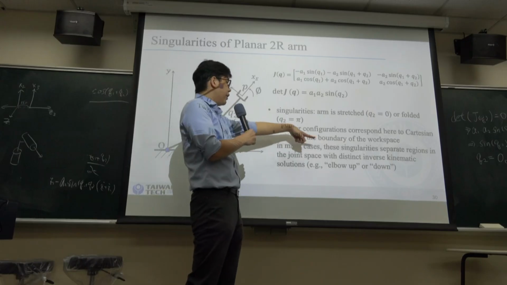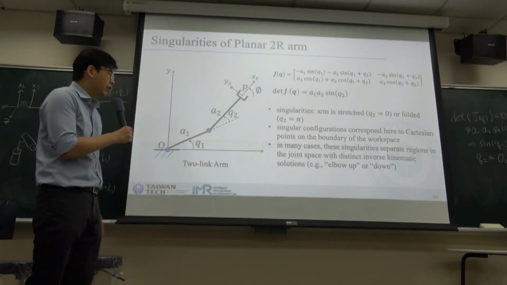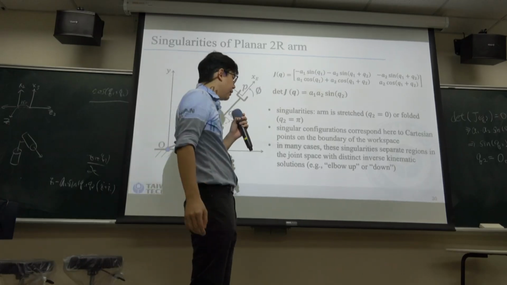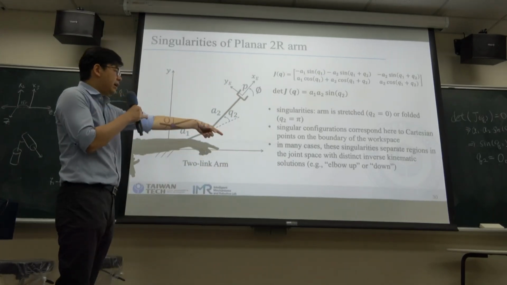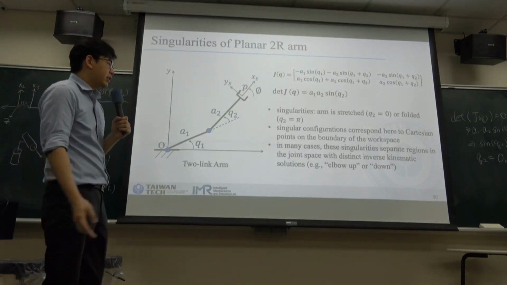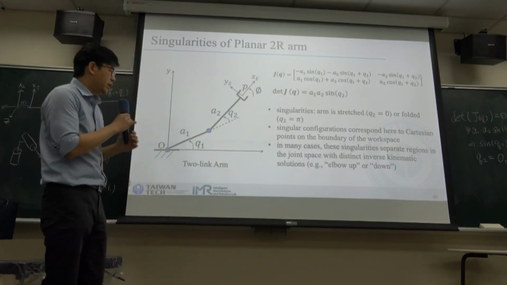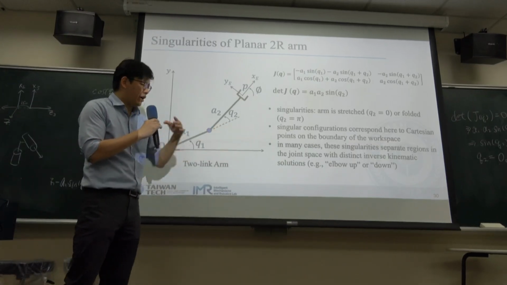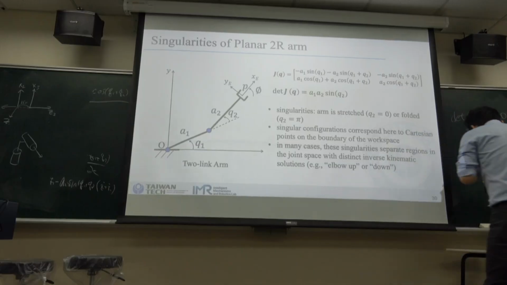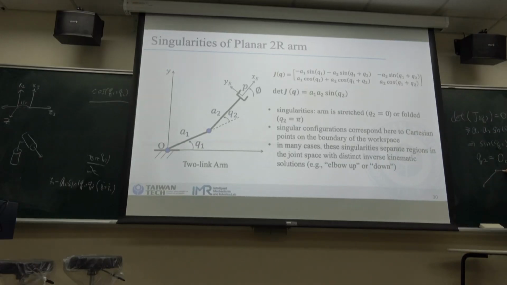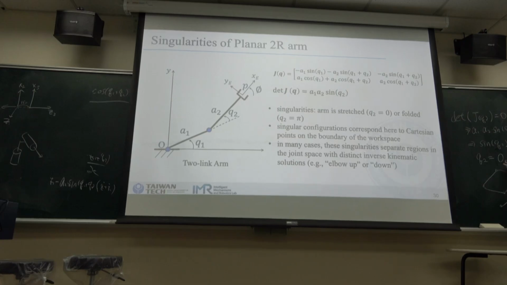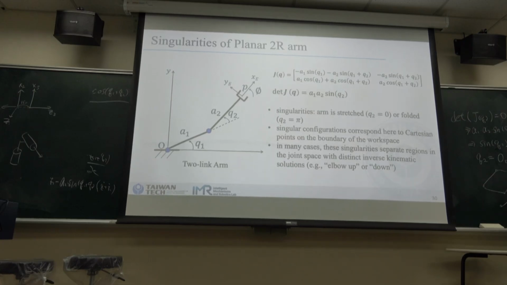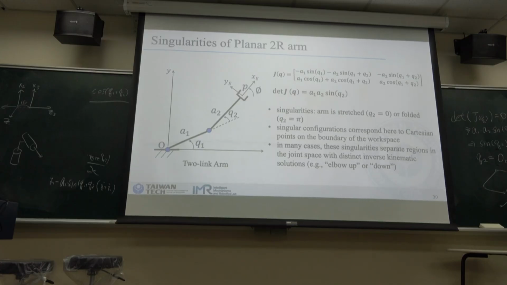Also, the singular configuration corresponds to a Cartesian point on the boundary of the workspace. And in many cases, these singularities separate the regions in the joint space with distinct inverse kinematics. It's like elbow up or elbow down. Between elbow up and elbow down, the middle will be going straight. So it separates the two different solutions for your inverse kinematics. For elbow down and elbow up, in the middle will be a singularity configuration.